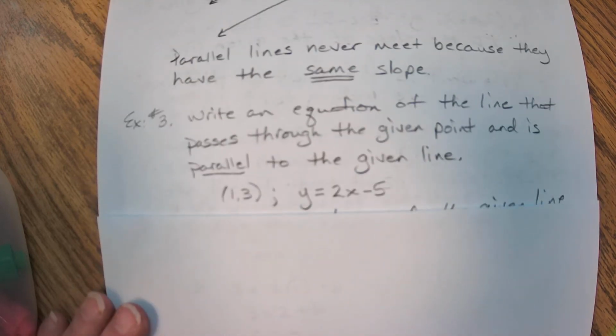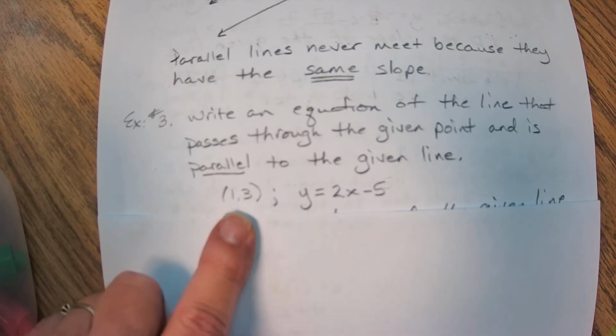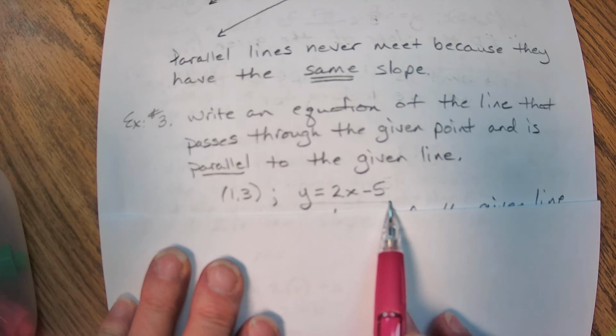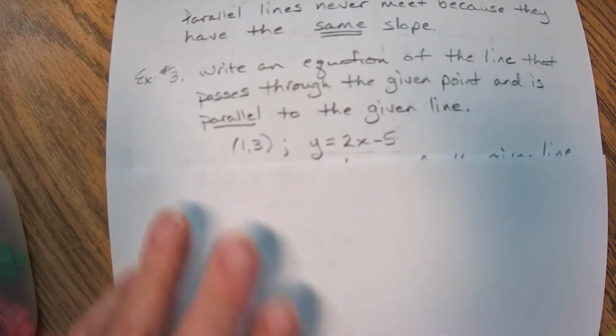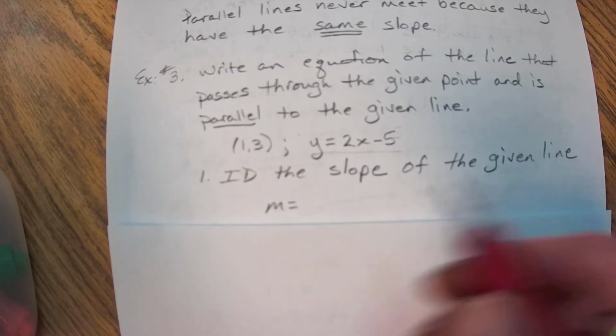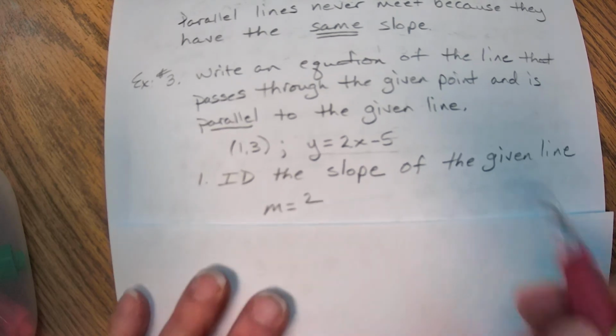All right, so we have a point. This is the given point. And I know the line I'm looking for is parallel to this one. So as always, the first thing we need to do is identify the slope of the given line, because that's going to tell us the slope of the line we want, right? Because the lines are parallel, I know that the slope is equal to 2.